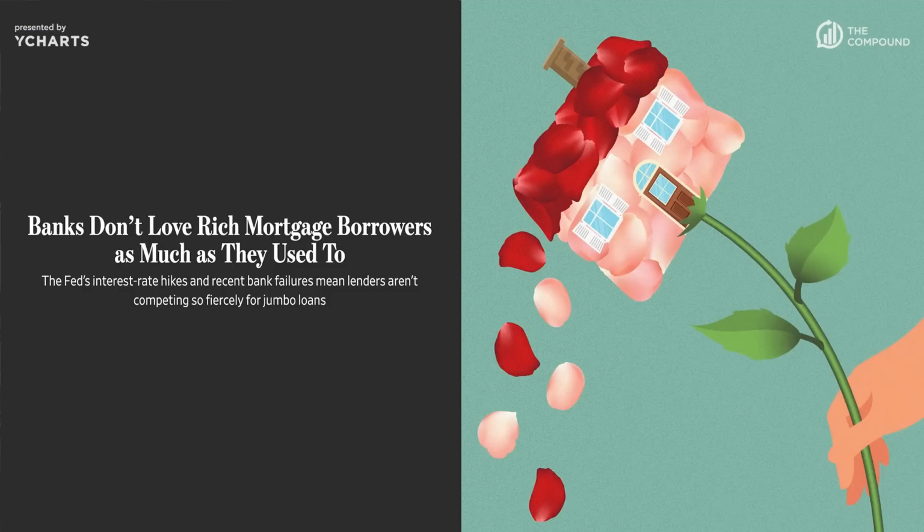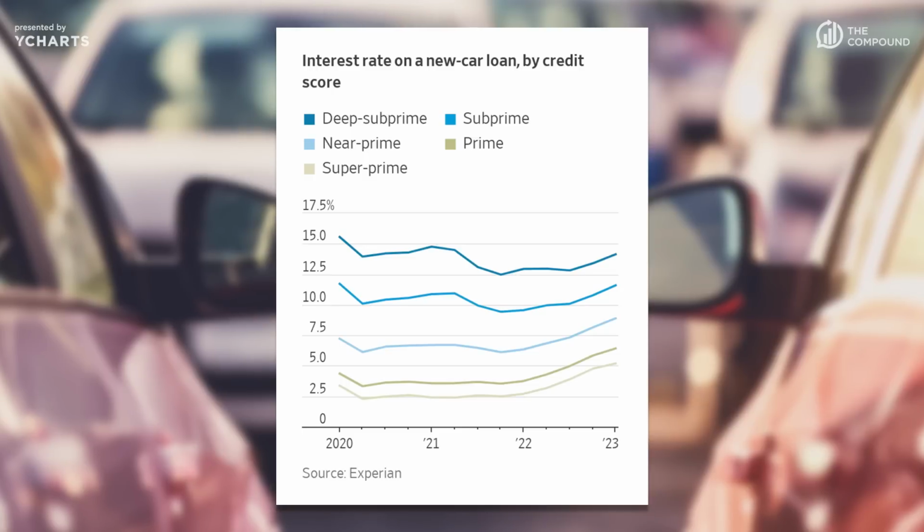The Wall Street Journal had a piece called "Banks Don't Love Rich Mortgage Borrowers as Much as They Used to," saying they're not getting deals on jumbo loans anymore. But this is interesting to me. They look at interest on a new car loan by credit score, and they go deep subprime, which I did not know was a thing. Deep subprime sounds like a movie from the 90s. Does it not? Brendan Fraser probably would have been in it. Deep subprime is much nicer than very poor. Subprime, near prime, prime, and super prime.